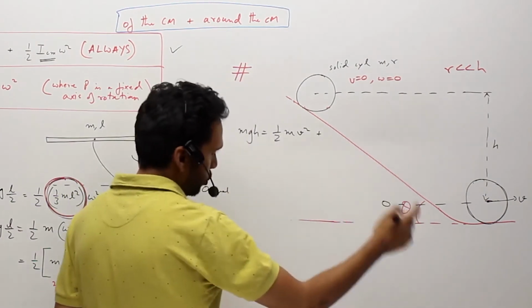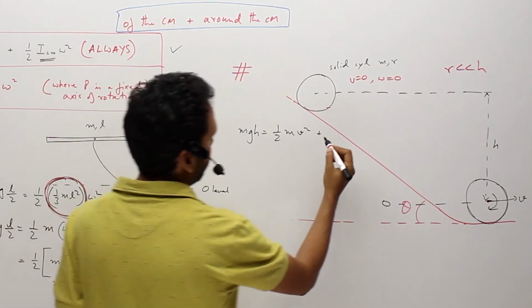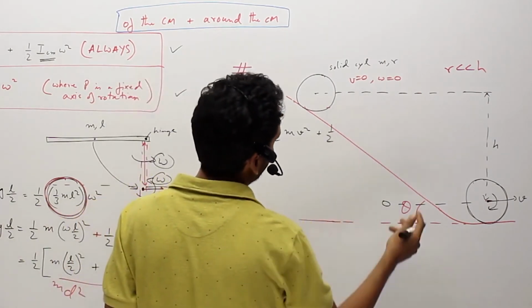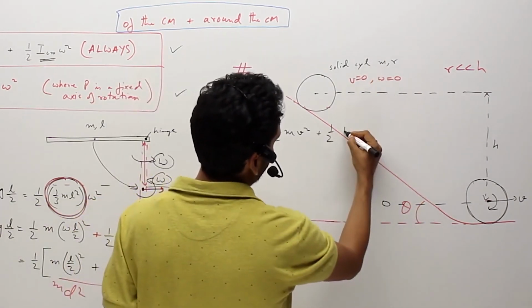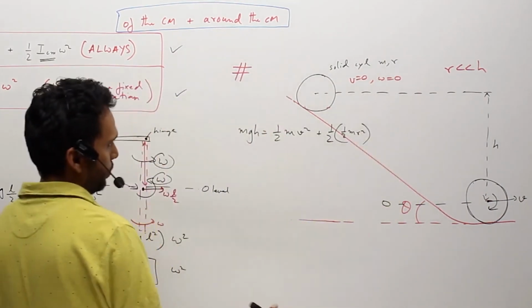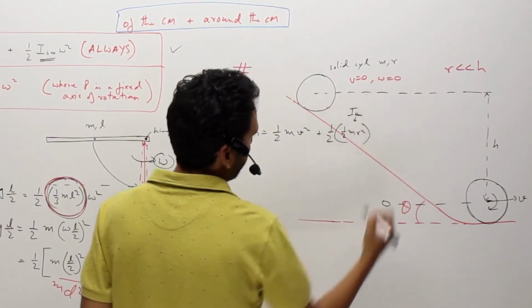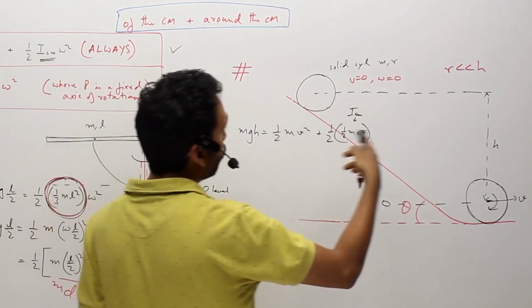plus what is the kinetic energy about the CM? It is half I_CM of a solid cylinder. Solid cylinder is half mr square. That's your I_CM. This is your I_CM, this part. So half mr square into omega square.